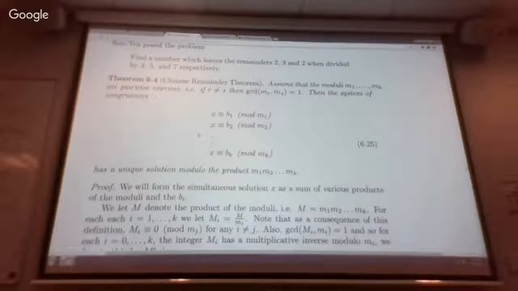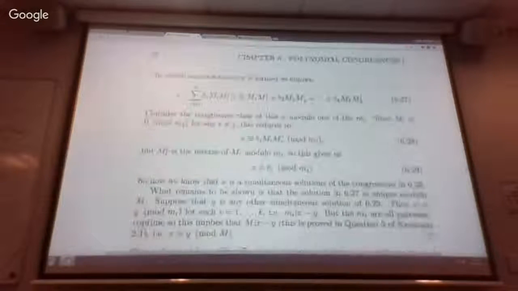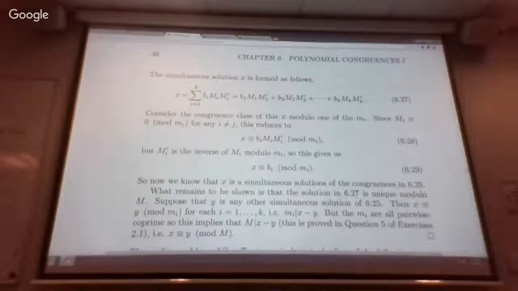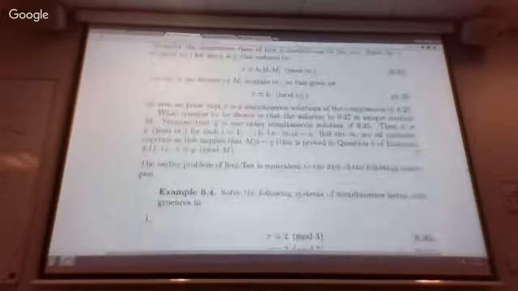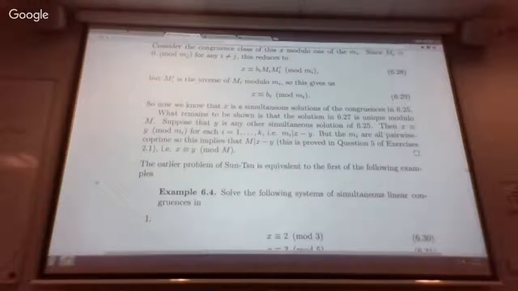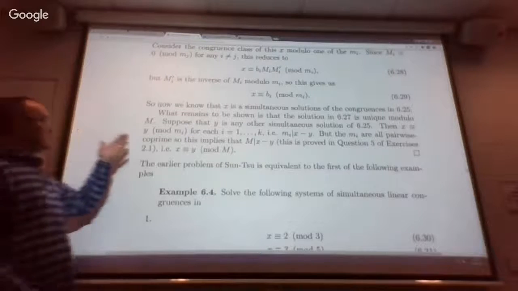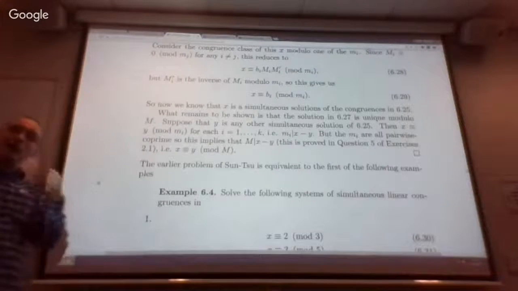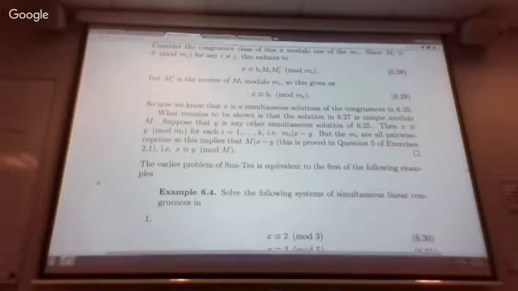What we want to show is that it comes from the same congruence class as this x, modulo the product of all the moduli. So we suppose y is any other simultaneous solution. Because it's a solution, both x and y are congruent to b_i modulo little m_i. So they're both congruent to each other.